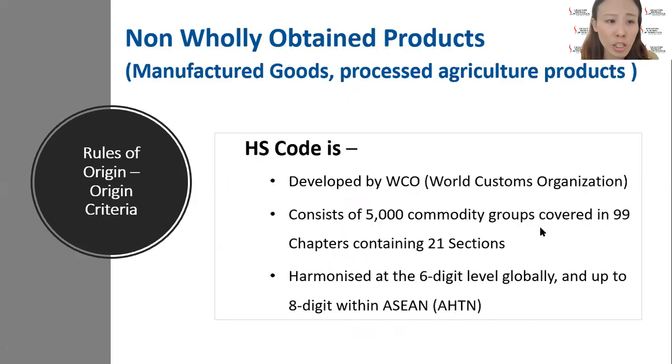But what is an HS code? HS stands for Harmonized System. It was developed by the WCO, the World Customs Organization. It consists of 5,000 commodity groups covered in 99 chapters containing 21 sections. All products are classified into a corresponding HS code, which is harmonized at the 6-digit level globally and up to 8 digits within ASEAN.